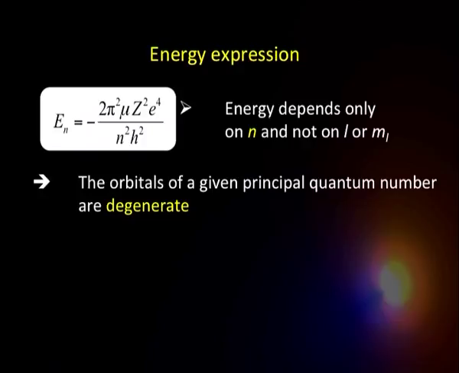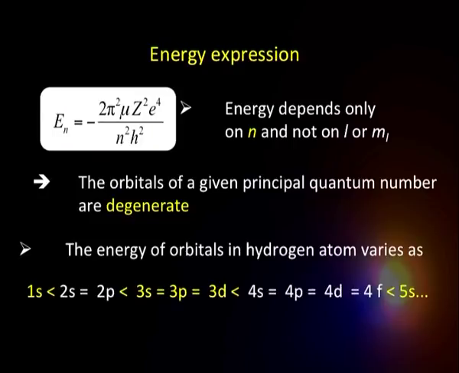Now, what does it mean when we say it depends only on n? Essentially it means that the orbitals of a given principal quantum number are degenerate. When you have a certain value of n, there are corresponding values of l and ml. That means a given n can have a number of orbitals, and all of them will have the same energy. That is the meaning of this statement.